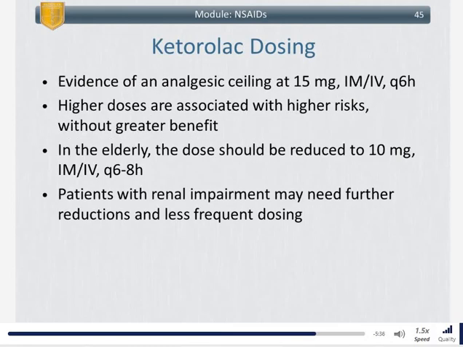Ketorolac, under the name Toradol, is probably the most widely used of the IV/IM NSAIDs. It does have an analgesic ceiling at about 15 milligrams. So giving higher doses is probably not accomplishing anything. In the elderly, you want to generally reduce your dose to about 10 milligrams, and you may want to increase your interval. And patients with renal impairment may need even lower doses and less frequent doses.